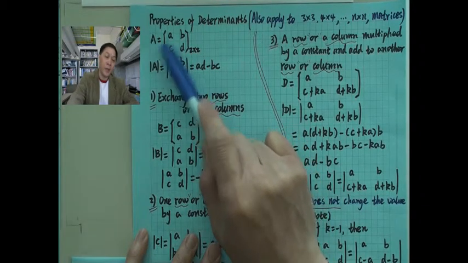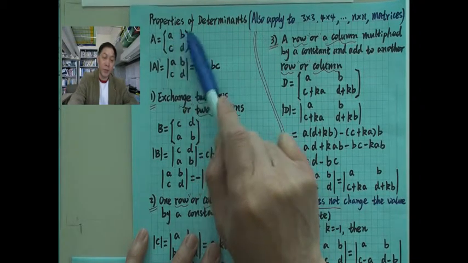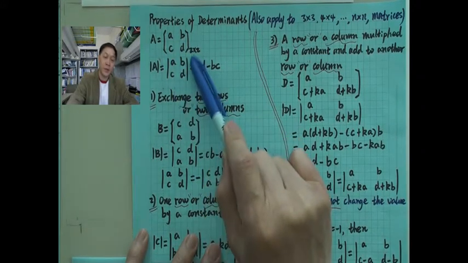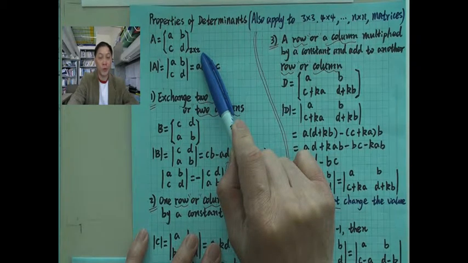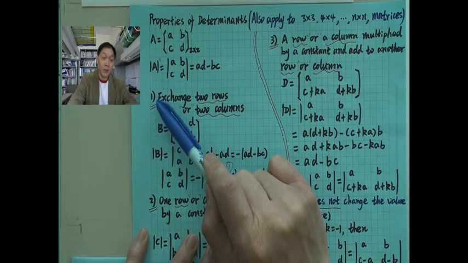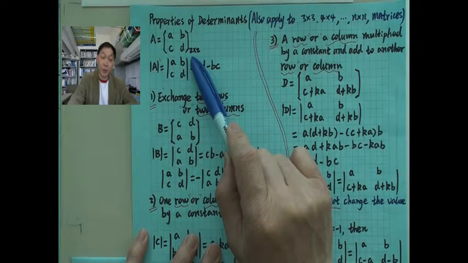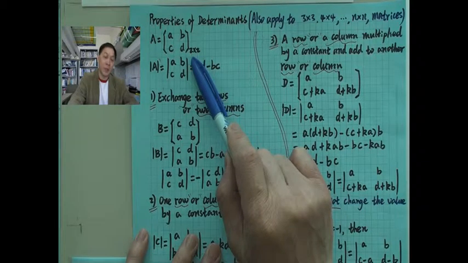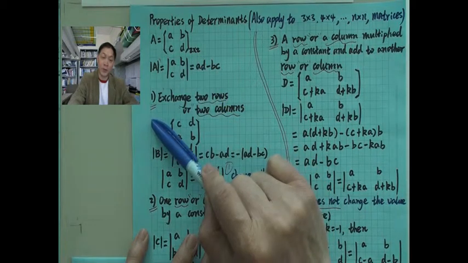We know A is a matrix given like A, B, C, D with square brackets. 2 by 2 means 2 rows, 2 columns. Please remember, square matrices means they have the same number of rows and columns. The number of rows equals the number of columns. Only square matrices have determinants. Otherwise, they don't.